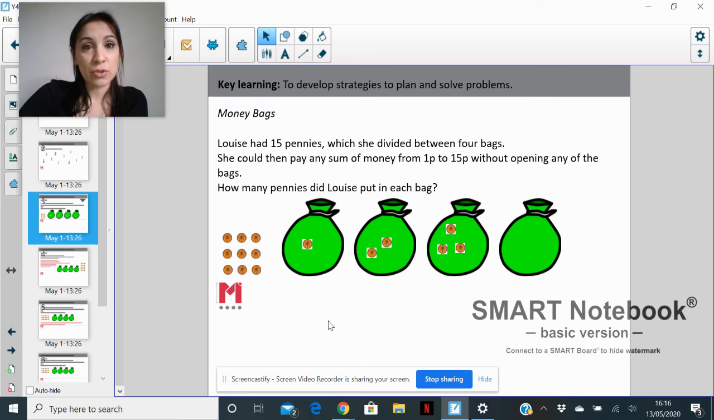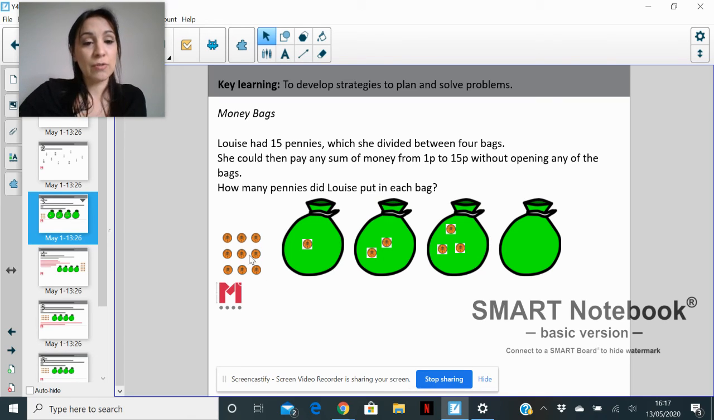Now, what I would suggest you do is draw yourself somewhere 4 big circles as your money bags and see if you can find yourself 15 small things that you could use as your pennies. It might be that you've got 15 little coins you could use. You might have 15 grains of rice or 15 small bits of pasta or something that you can move around to put into your little circles, your money bags. Because if you're drawing it each time and you make a mistake, it's going to be quite a lot of rubbing out. So I would suggest getting something that you can move around, and then if you make a mistake or you're not sure, you can just move it back again.